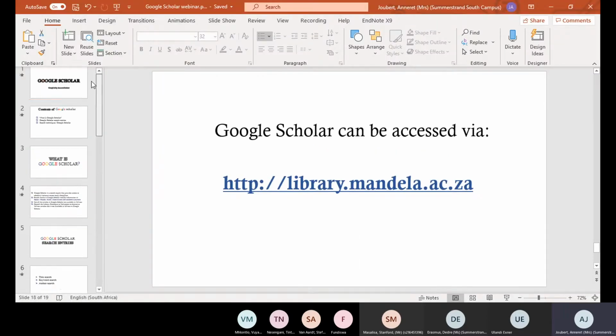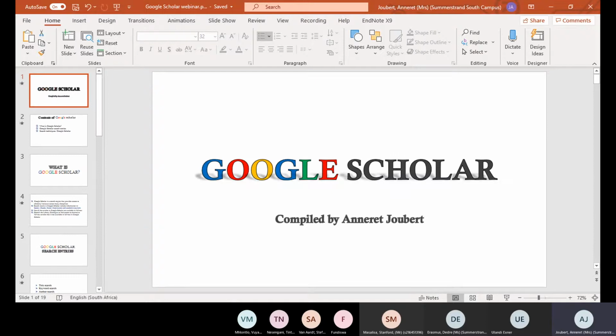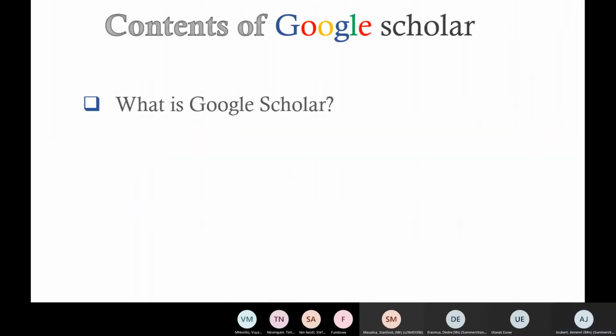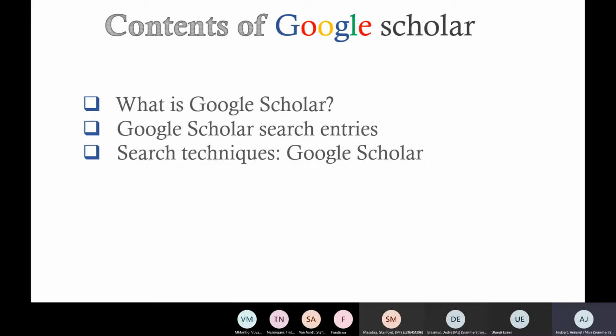Sorry, I just want to go back to the beginning. There we go. So we will just look at what is Google Scholar, and then the different search entries that you can apply when you go to Google Scholar to search for information. And then just quickly touching on search techniques once again. I do also touch on that with every single webinar, so it is repetition, but it is important.